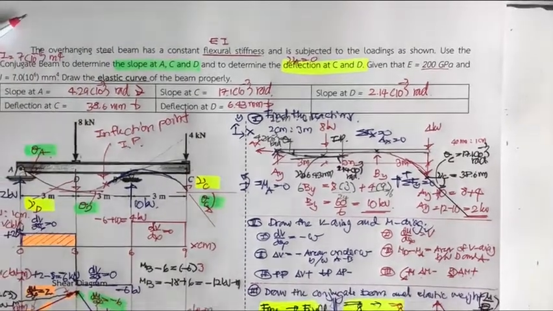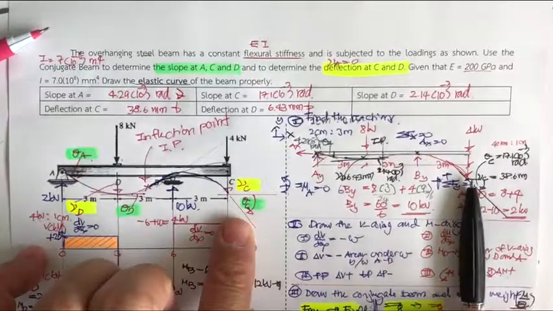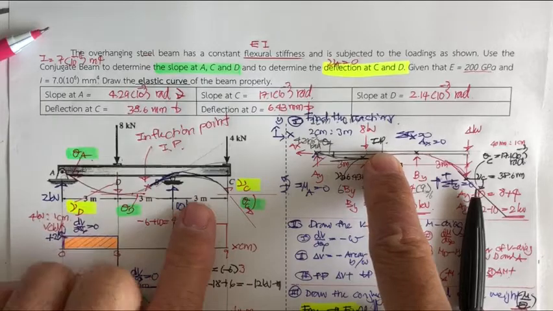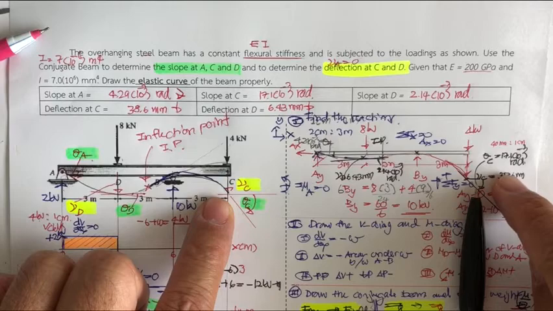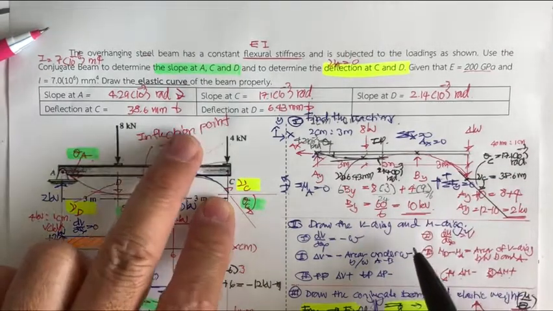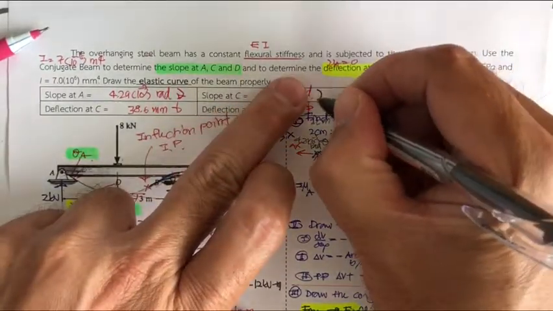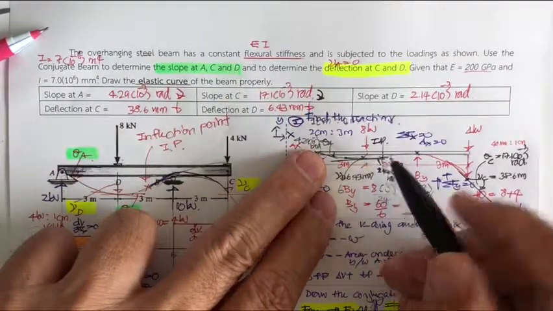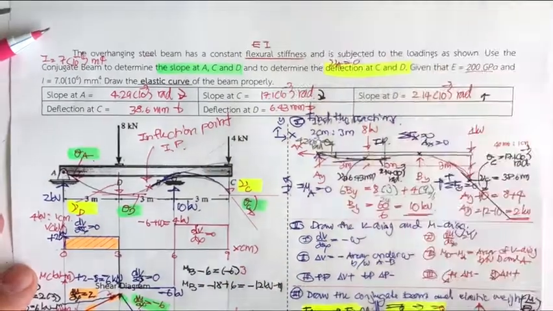And you can see that our first draft of the elastic curve is not exactly right, especially at D, which is really small compared to V sub C here. It's supposed to be larger. If you like, you may put the direction of this theta sub C to rotate like this, and this one is going to rotate a little bit this way.